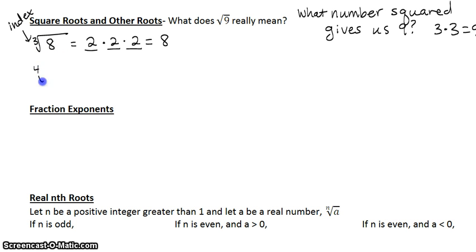2 multiplied by itself 3 times gives us 8. Here's another one. This is the 4th root of 81. So this time the index is 4, and I'm looking for what number multiplied by itself 4 times would give us 81. And the answer is 3.